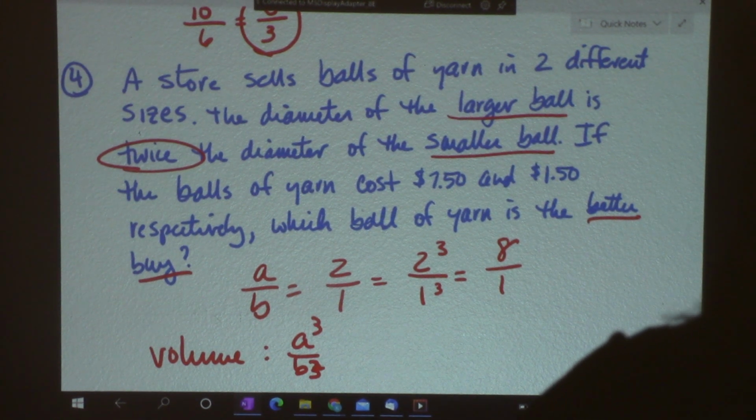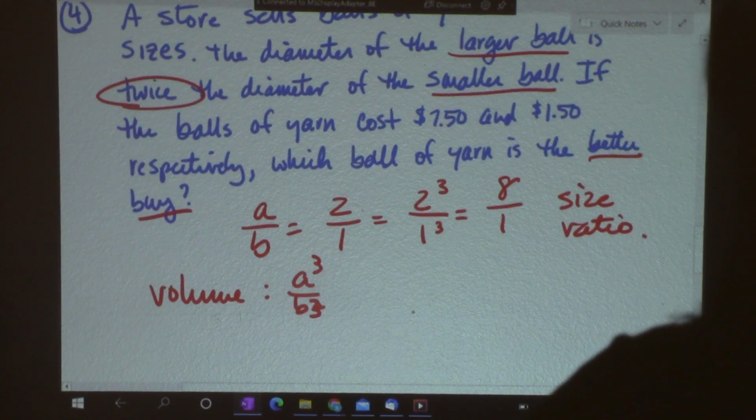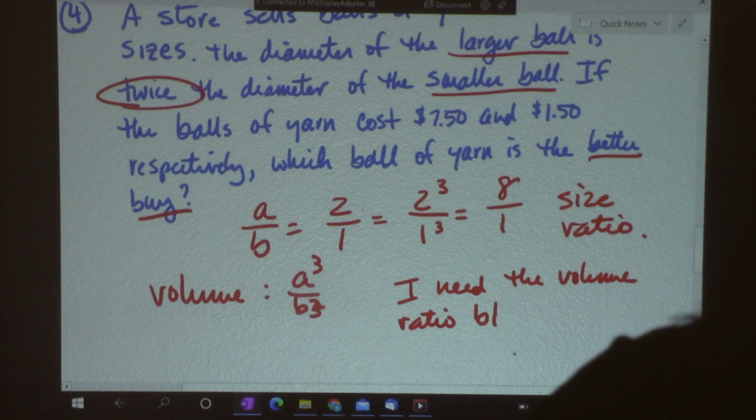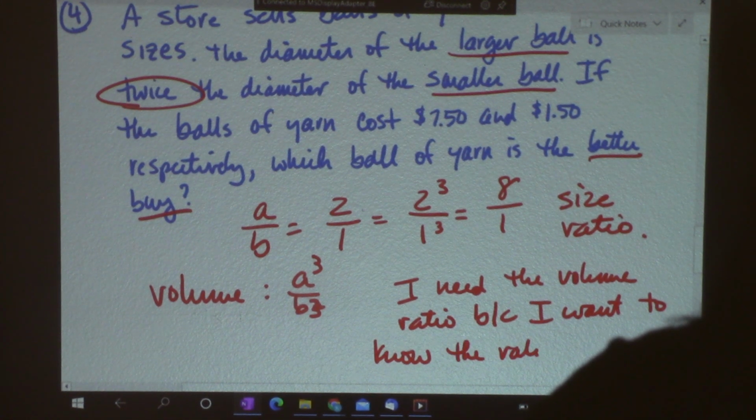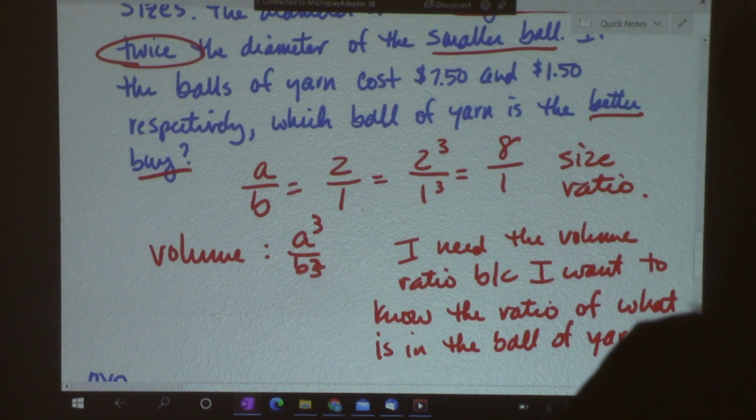All right? So this is the size ratio of our volumes. So you can write this down if this will help you. I need the volume ratio because I want to know the ratio of what is inside the ball of yarn. Okay, that is the 3D stuff.